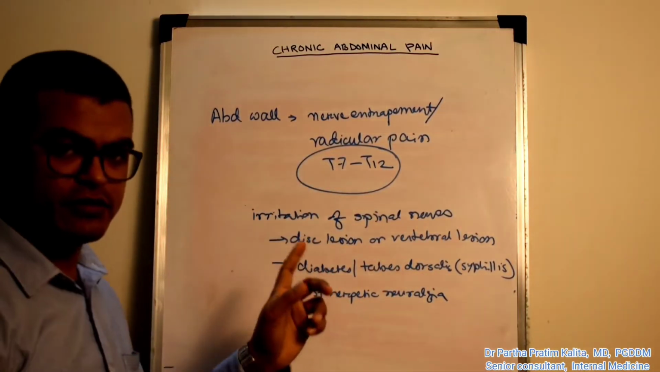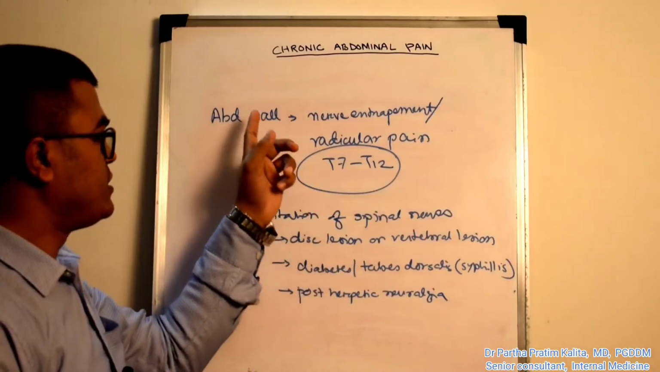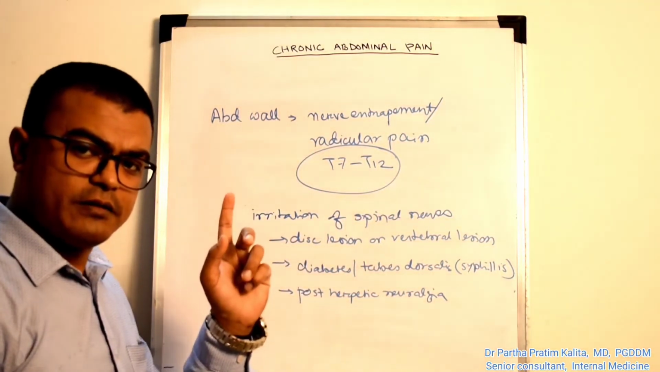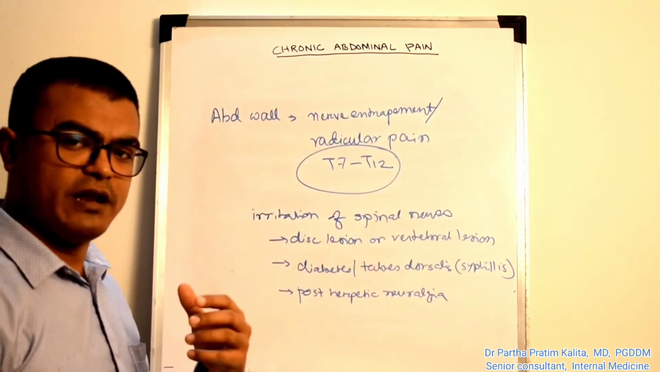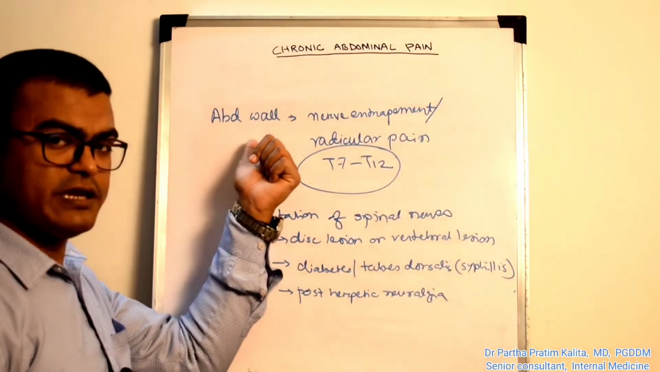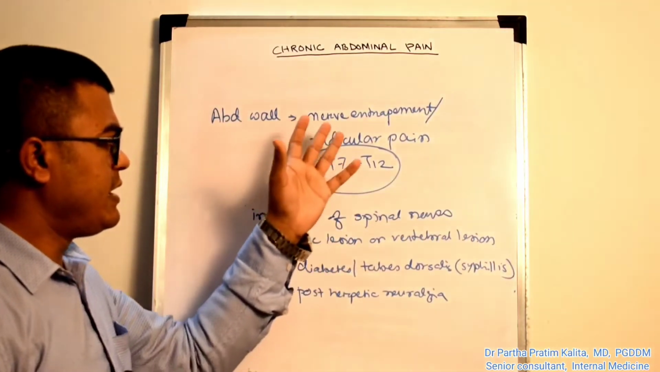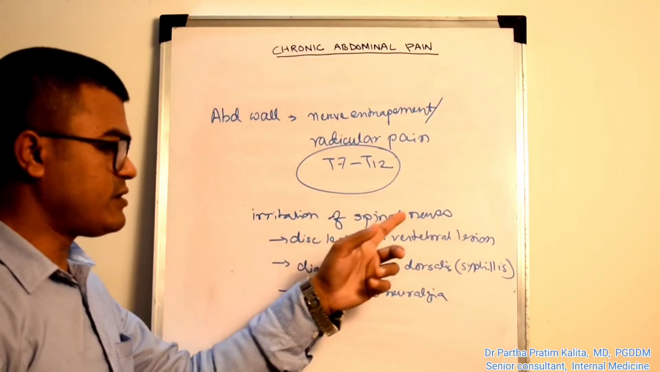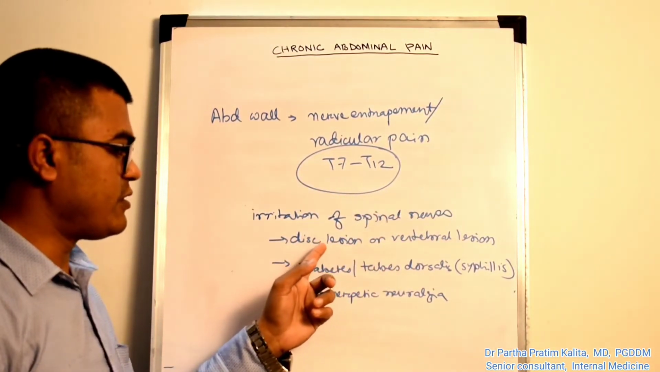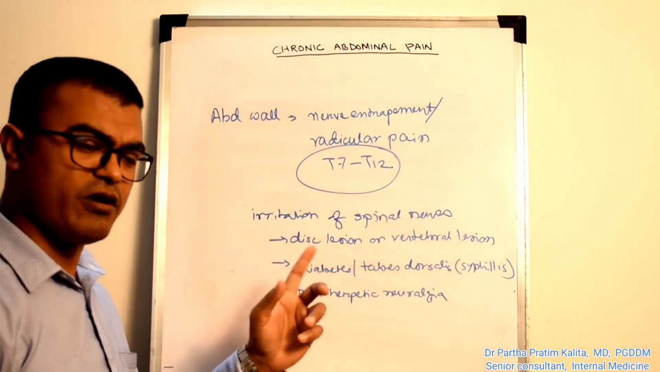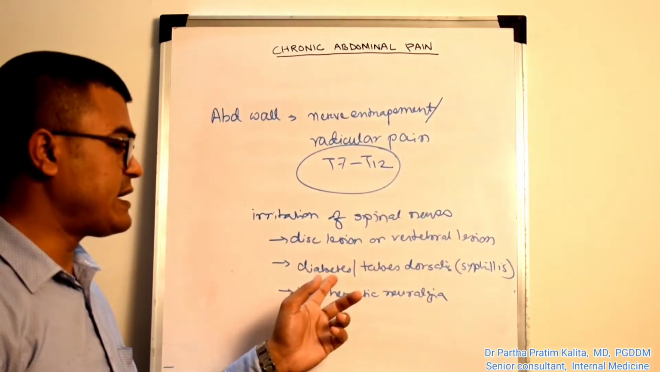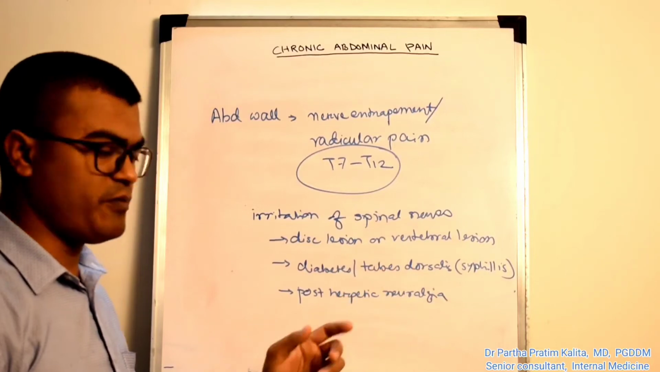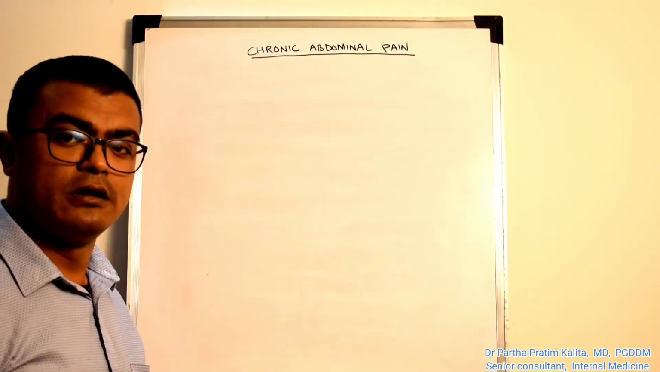So these are the various causes of radicular pain which can present as chronic abdominal pain, but its origin is mainly in the abdominal wall. It can be because of nerve entrapment in T7 to T12, or because of the irritation of spinal nerves because of disc or vertebral lesions, or because of some other diseases like diabetes or syphilis or post-herpetic neuralgia.